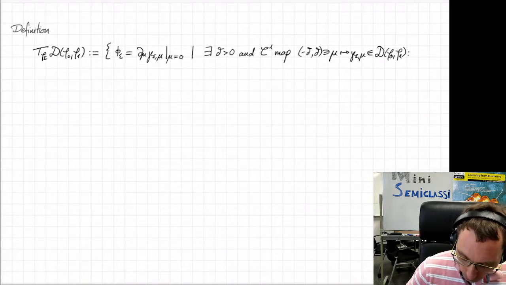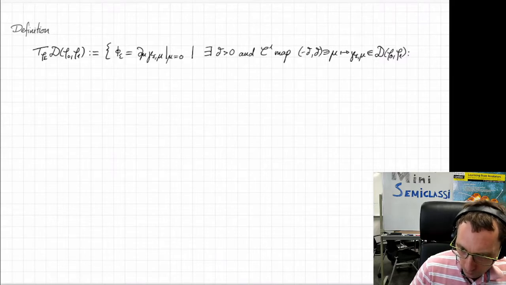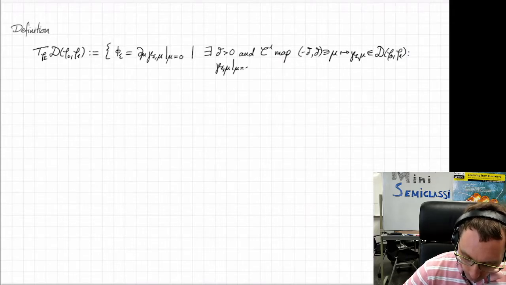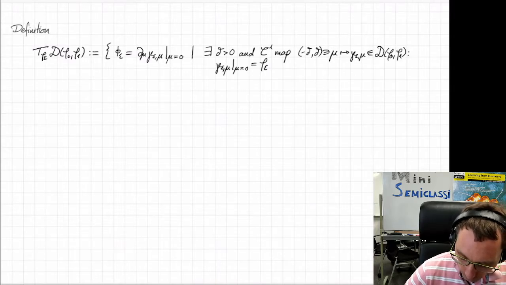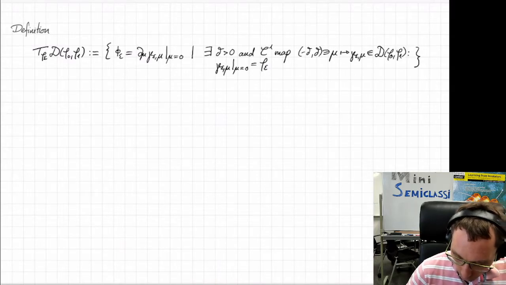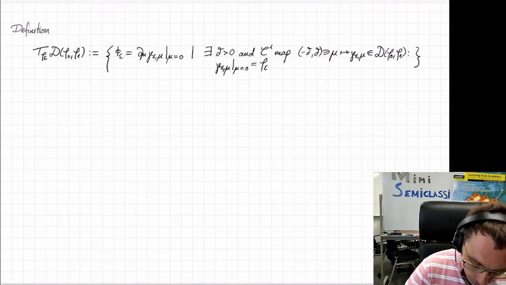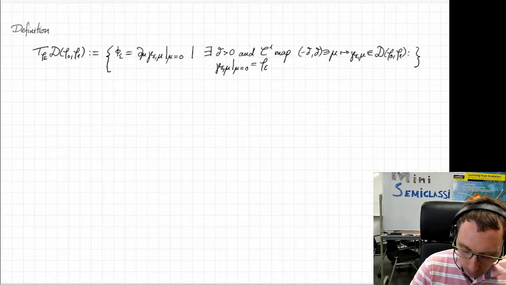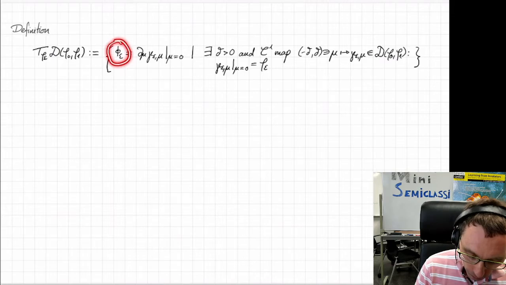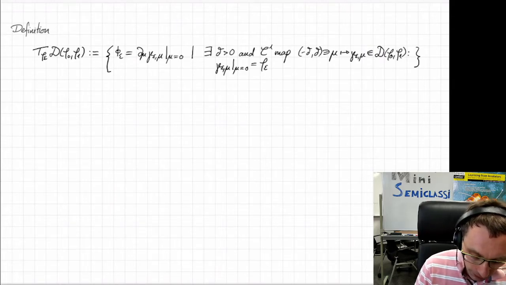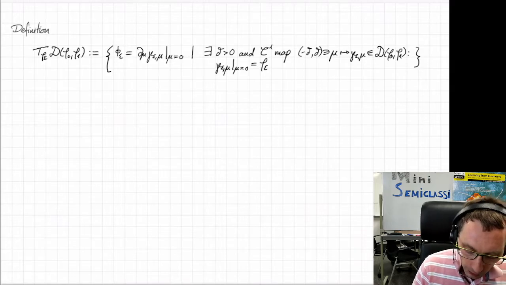And this gamma epsilon mu has to satisfy the following condition. If I set mu equals to 0, well, then I get phi epsilon. So this is what it means for this to be a tangent vector. Of course, it's not a one-to-one correspondence between these vectors and gamma epsilon mu's. There are many paths that lead to the same phi epsilon, so the actual tangent vectors should be thought of as equivalence classes of such gamma epsilon mu's.